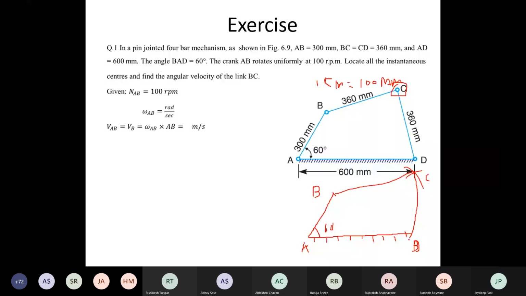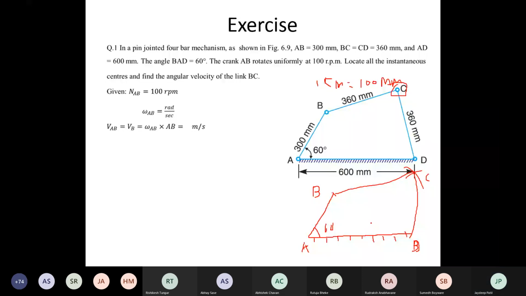Yes, sir. Now you have to find out the first, हो गया, space diagram or configuration diagram. Now second one is, second में क्या है? Second point is, you have to find out the velocity of input link. We know the speed of input link. Input link is your AB.